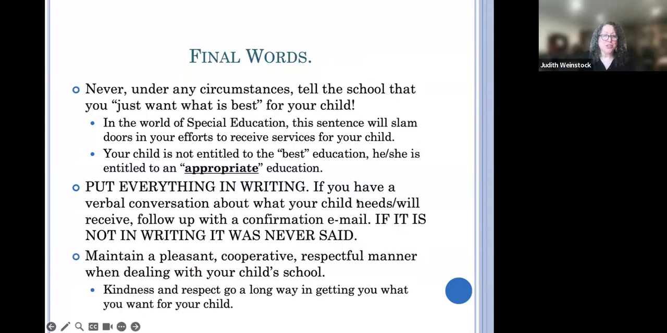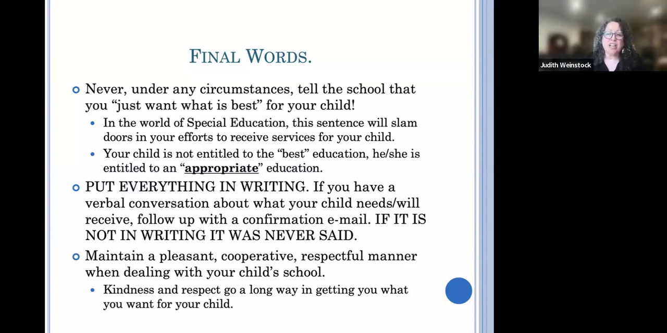So just the final words, which we always say at the end of every presentation because they're so important. Never under any circumstances tell the school that you just want what is best for your child. In special education, you are not guaranteed the best. You are guaranteed what is appropriate in order for your child to make meaningful progress. And that's a Supreme Court case that says that. So just keep in mind that you're always looking for appropriate services, appropriate education, in order for your child to make meaningful progress toward their goals and objectives.